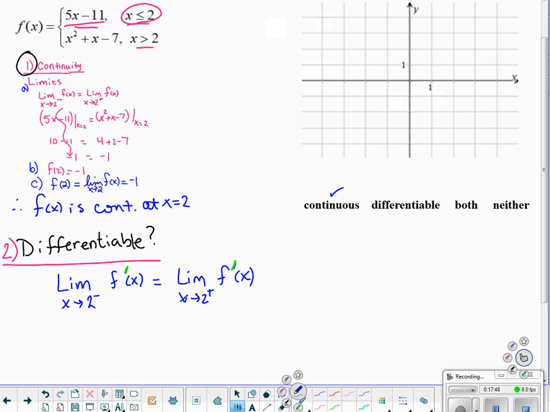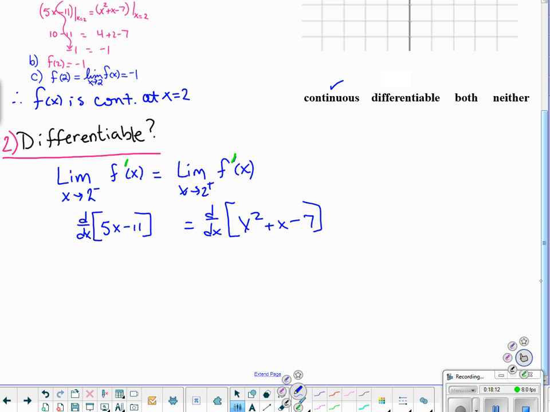You know what I'm going to do? I'm going to give you one more step. d over dx, the derivative of 5x minus 11, just might be easier on your notes to understand what we did on this step. And then the derivative of the other branch, the right-hand branch of this piecewise. We want to explore these at x equals 2. So I'm just going to make a note to myself. I'm going to evaluate these when x is 2.